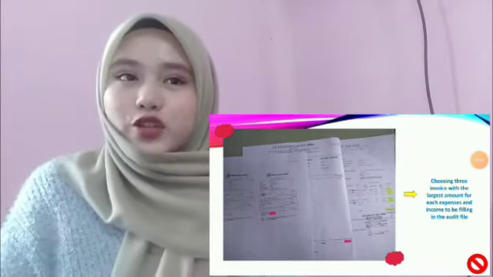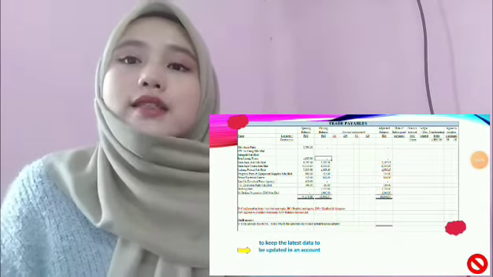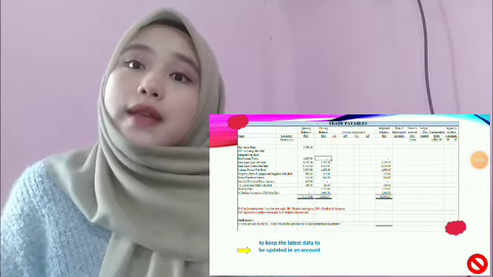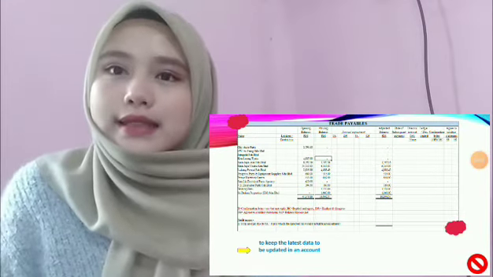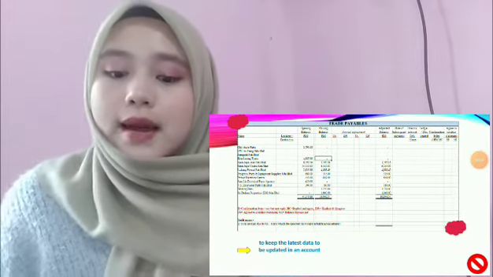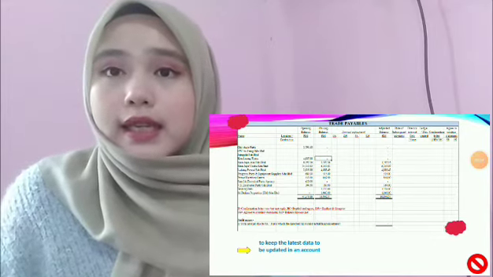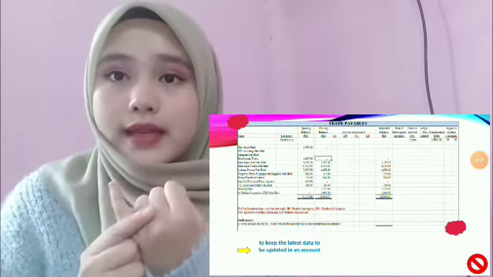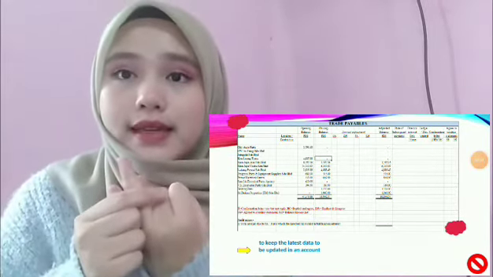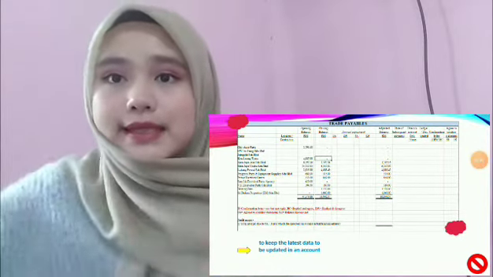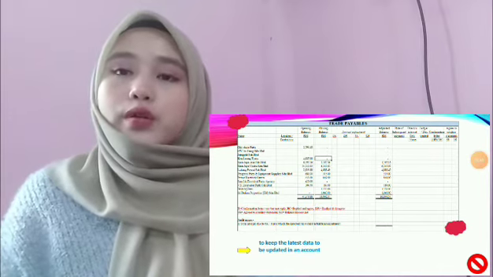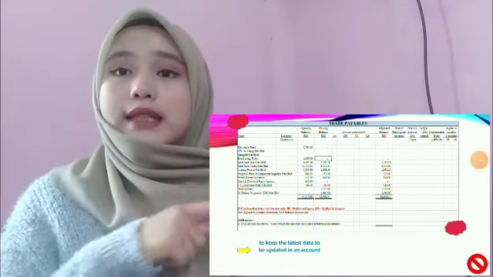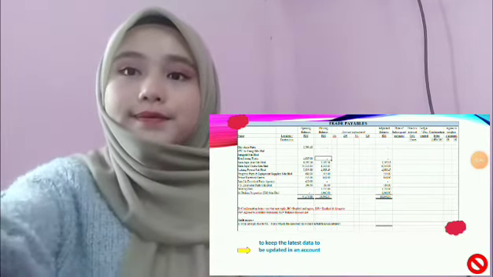Next is scheduling. Scheduling is to keep the latest data updated in an account. It is quite the same as opening balance, but scheduling involves plant, property, and equipment, current assets, and current liabilities. When doing this task, we need to make sure we have a copy of the last year's schedule.